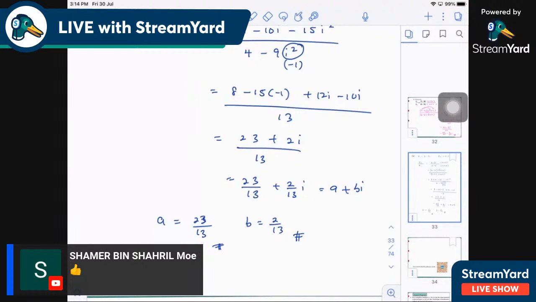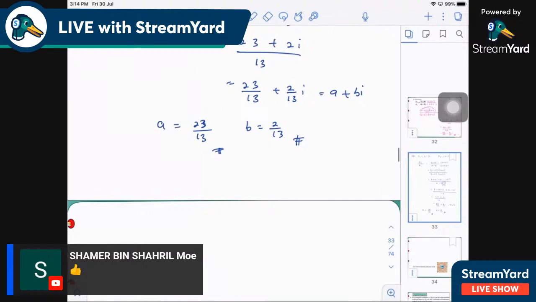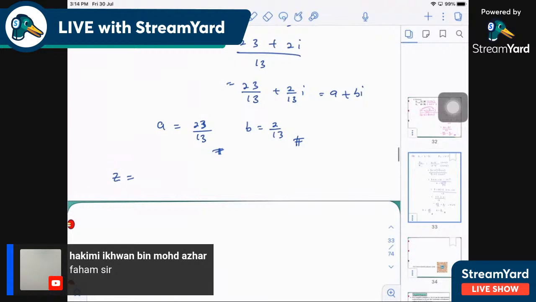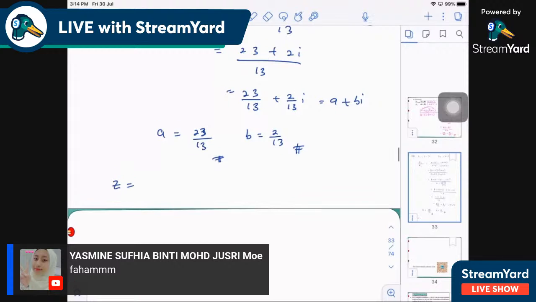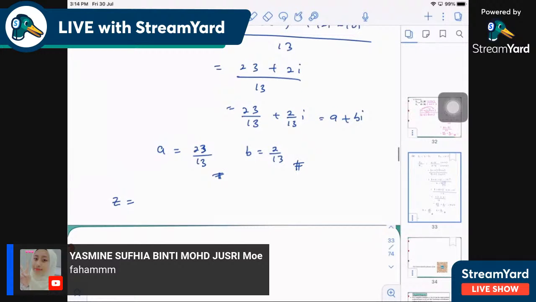Now I want to ask you, if I give you Z equals 3i, what is the conjugate? Yasmin, Hakimi, can you answer? Yes, negative 3i. The conjugate of 3i is negative 3i.